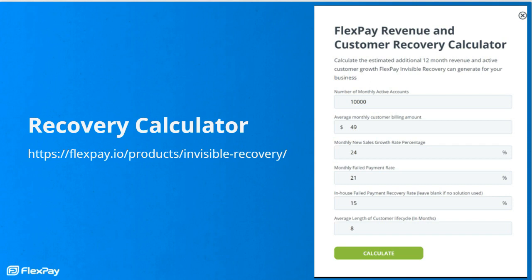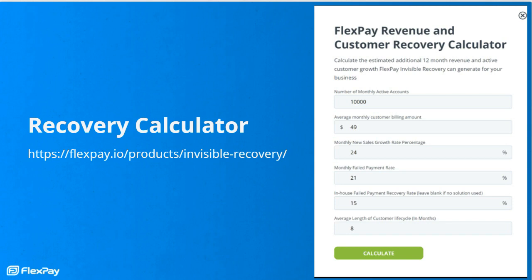So in this example, we have a company with 10,000 active accounts. The average monthly billing amount is $49. And we've used assumptions that the company is growing at a rate of 24% a month, but they're experiencing a 21% failed payment rate. They are using an in-house recovery method that's delivering them a 15% recovery on that 21%. And then lastly, the average length of the customer life cycle is 8 months.